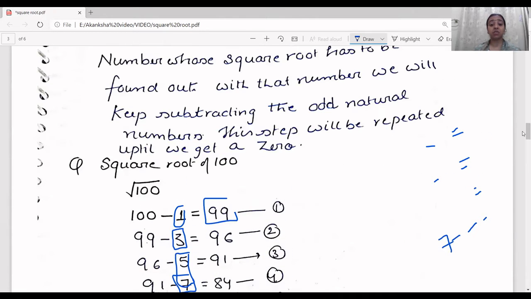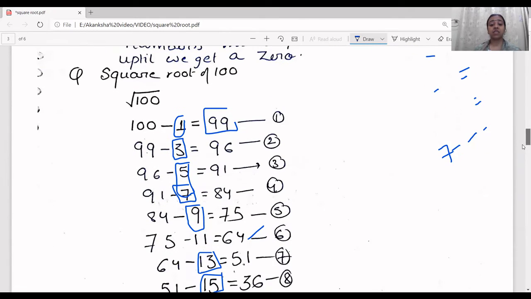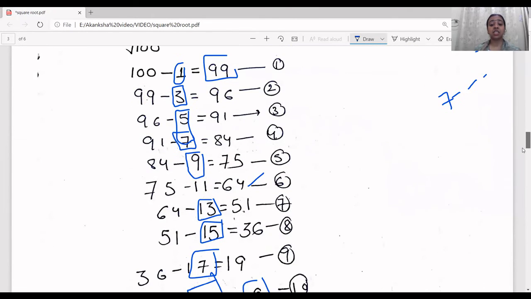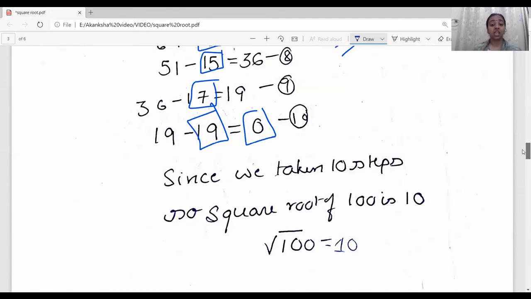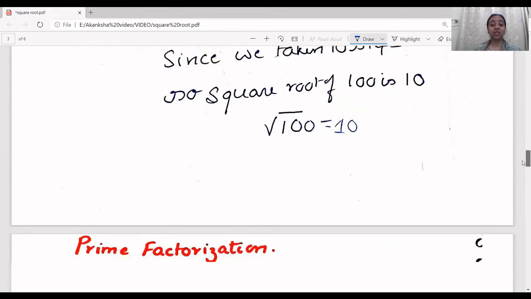We'll be counting the number of steps. So 1, 2, 3, 4, 5, 6, 7, 8, 9, 10. So 10. In 10 steps, we got 0. Therefore, the square root of 100 is going to be 10. Right? So this is repeated subtraction. I hope you guys got the concept of finding the square root by repeated subtraction.